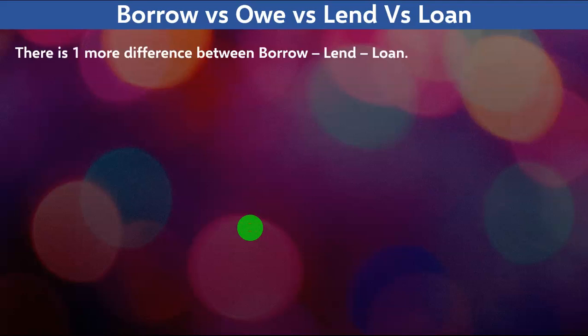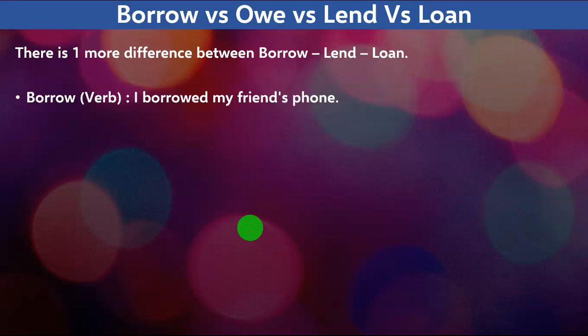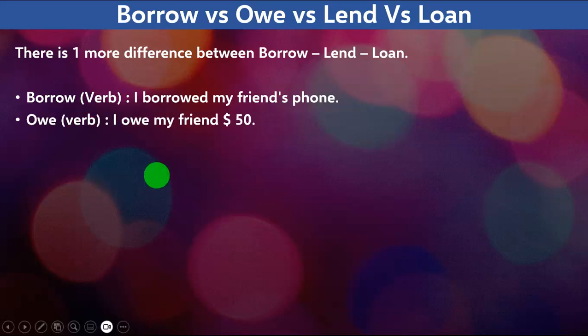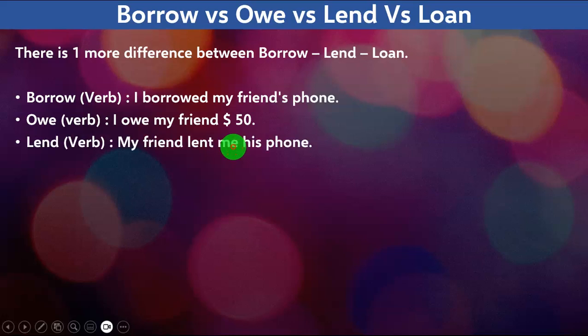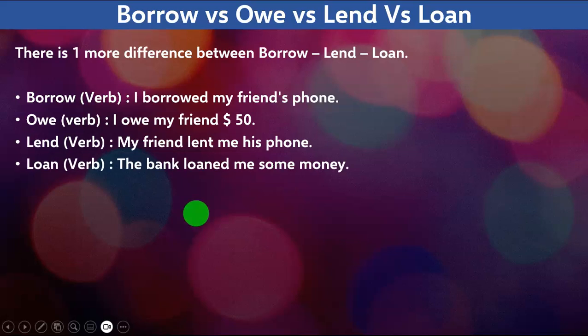Now there is one more difference between borrow, lend and loan. Borrow is a verb. I borrowed my friend's phone. Owe is a verb. I owe my friend $50. Lend is a verb. My friend lent me his phone. Now loan is a verb. The bank loaned me some money. It is also a noun. I got a loan from the bank. So while borrow, owe and lend are verbs, loan is one word which is a verb as well as a noun.